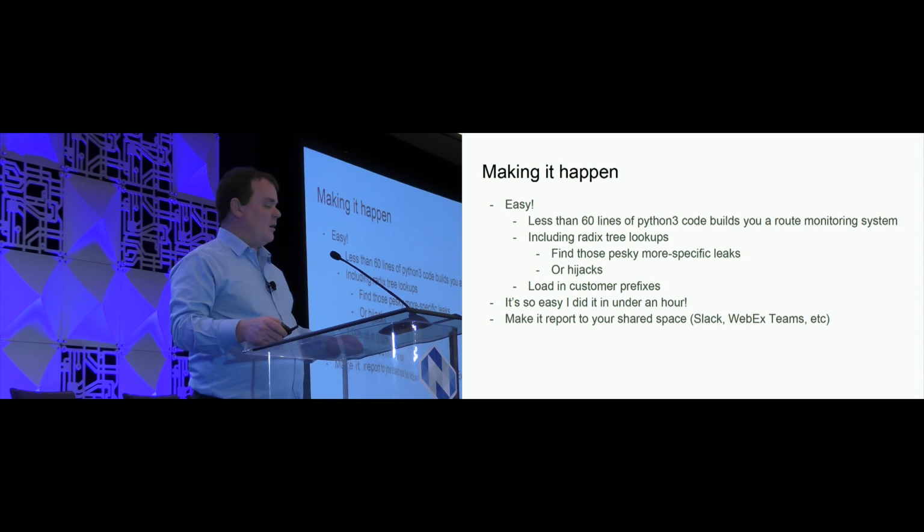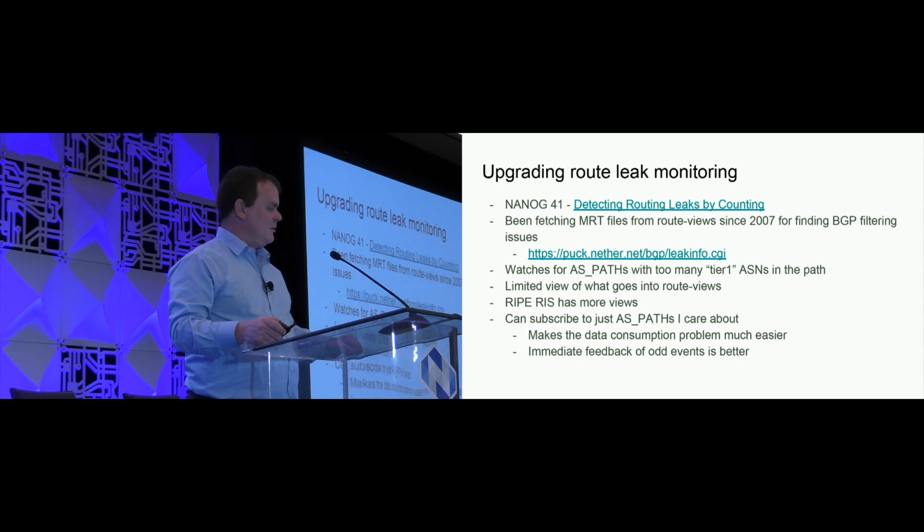So how do you make it happen? I put together about 60 lines of Python code real quick to do that, including using a radix lookup to look at everything, which is great for finding the more specific leaks or hijacks of your address space. You can load in your customer prefixes. I'm not super sophisticated when it comes to Python, so I did it in less than an hour. Then you can tie it in with whatever your workplace environment is, whether Slack or WebEx Teams, and have it feed real-time information into your NOC or SOCs that are looking at these things.